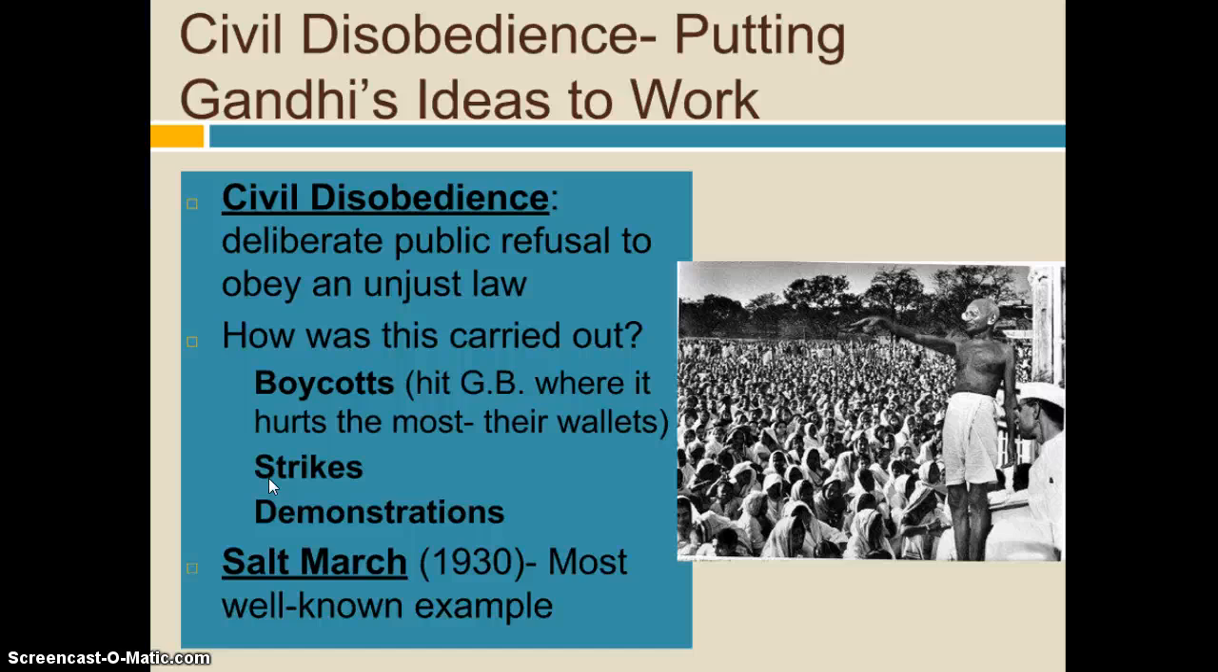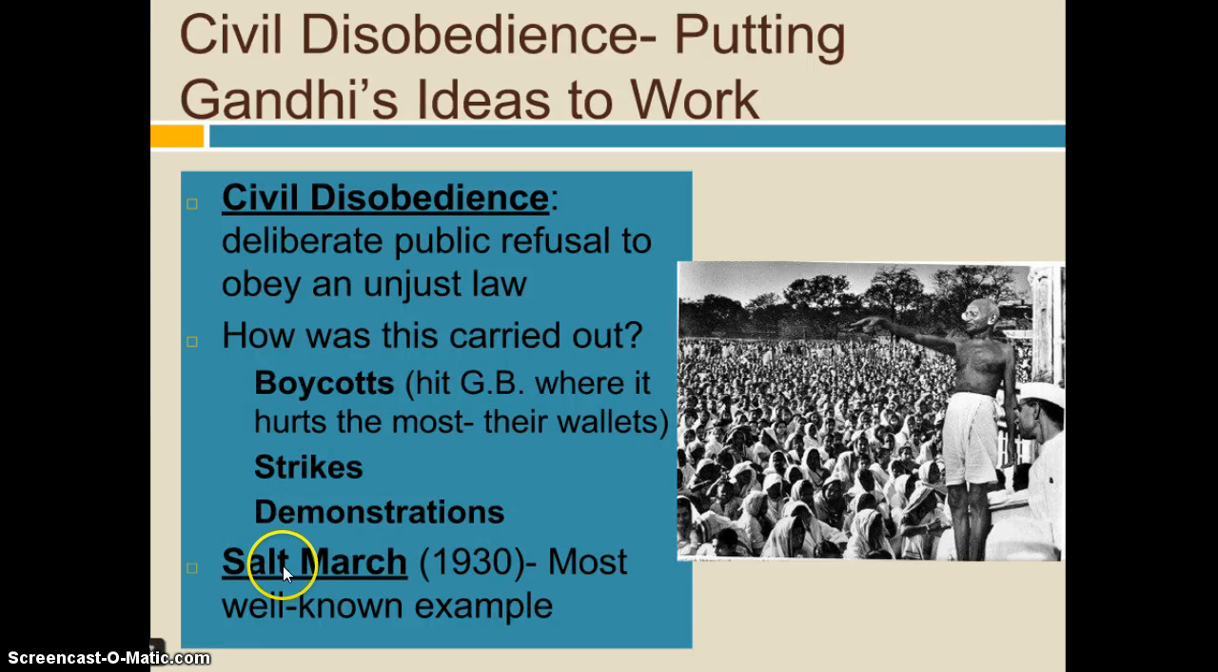So of course the most famous method here is civil disobedience, which is the deliberate public refusal to obey an unjust law. So he says, we don't have to be passive about this, and this is where he saw being feisty but being nonviolent. So they carried out boycotts and strikes, demonstrations, and we've seen that throughout the film.